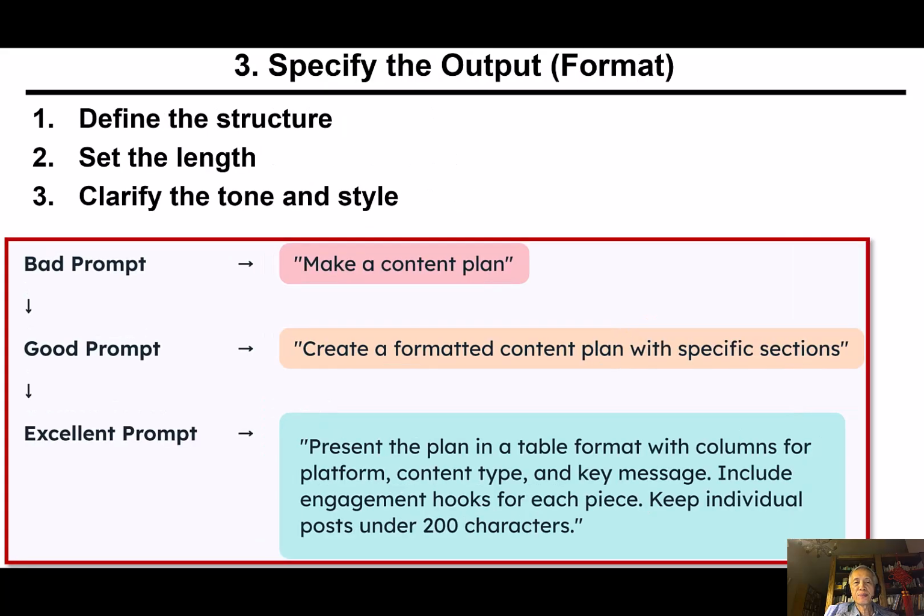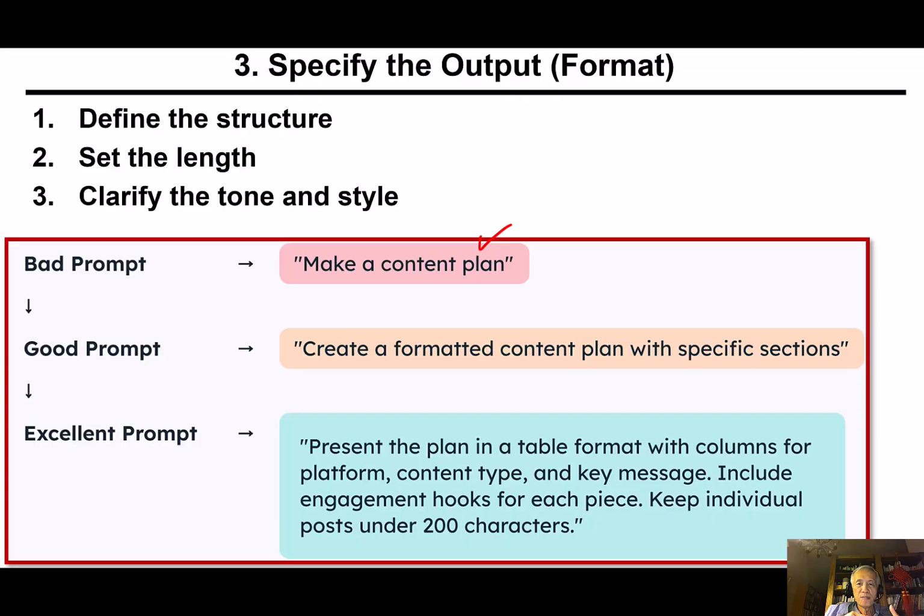And you can also specify the output. Okay, if you say make a content plan, that's just too vague. What do you mean by content? Okay, you can say create a formatted content plan with specific sections. Okay, and this content, what does that mean? It could be an article you want to write. It could be a blog post you want to post on Facebook or LinkedIn.